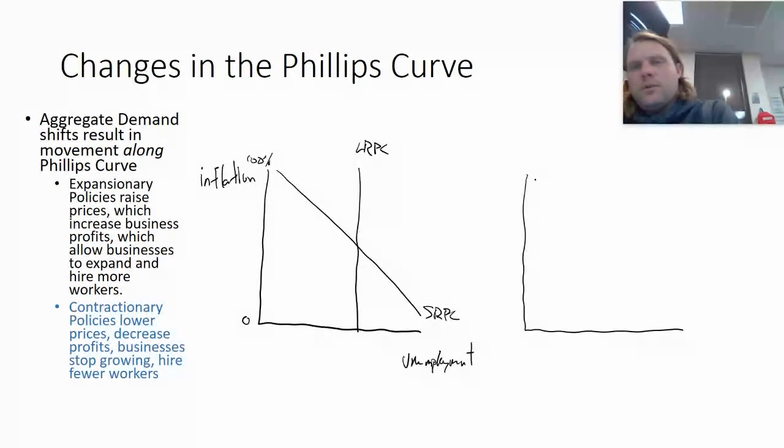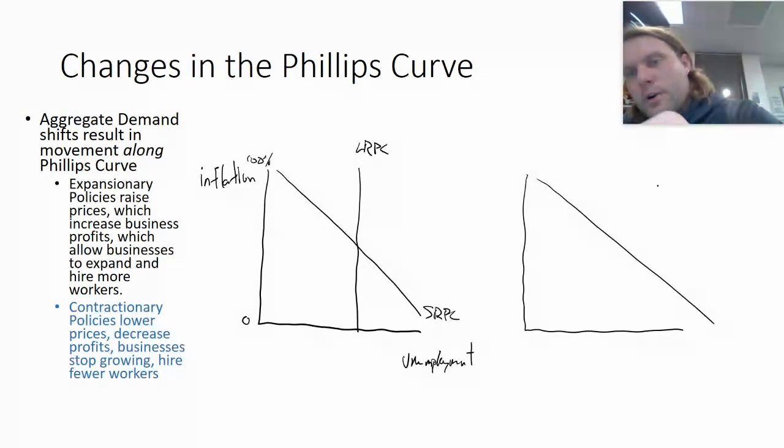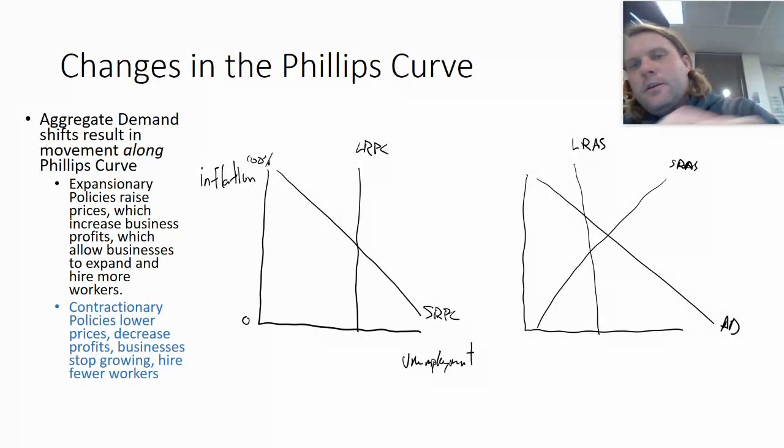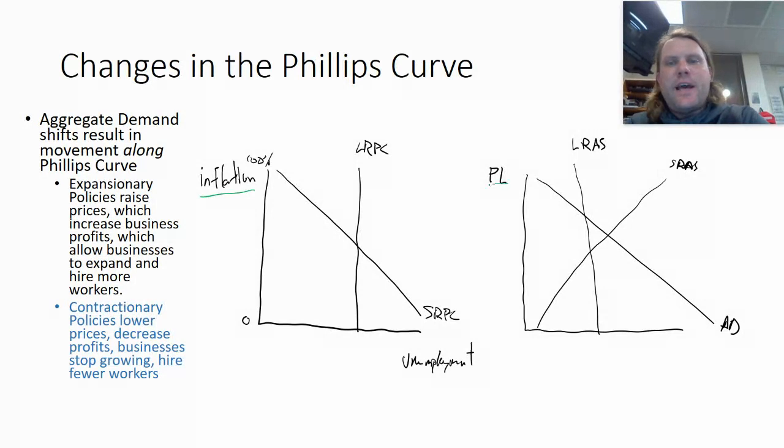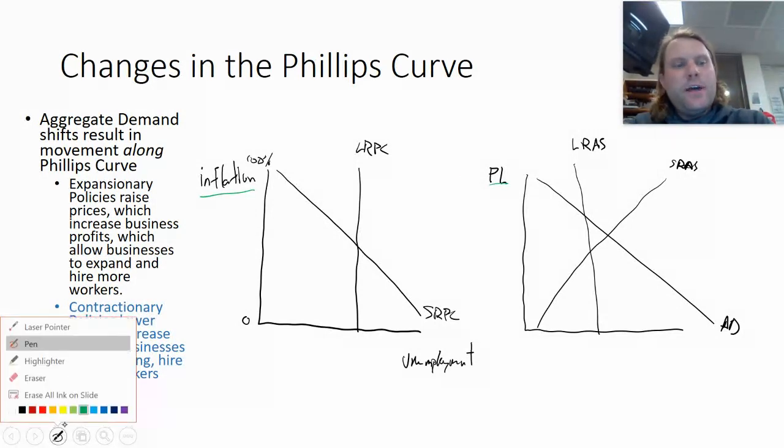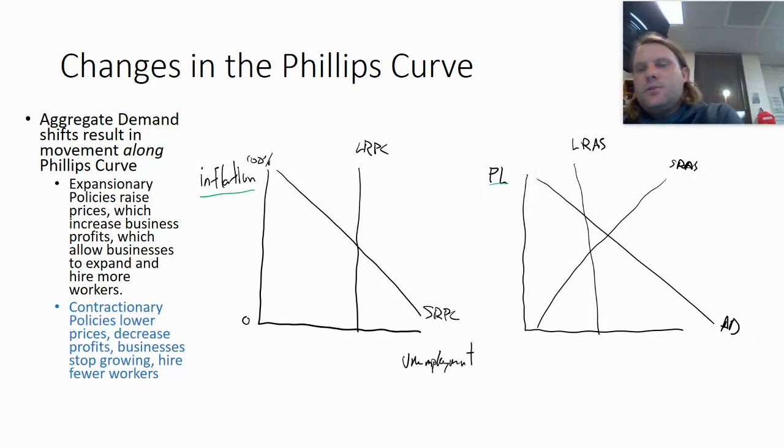macroeconomic graph. So we're going to draw this. All right, so we've got long run aggregate supply, short run aggregate supply, and aggregate demand. We've got our price level, which sounds a lot like what? Price level and inflation, right? We can use these axes against each other. So keep that in mind, and let's not get too confused with what's going on.